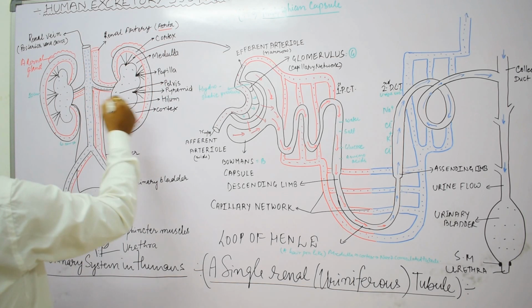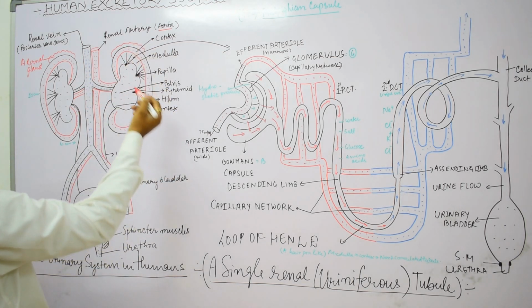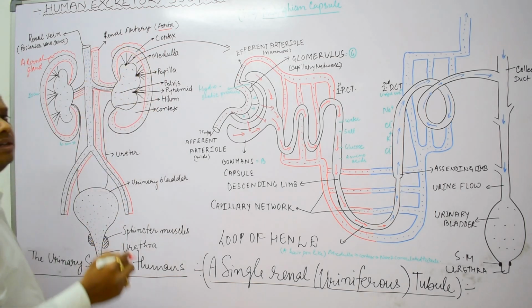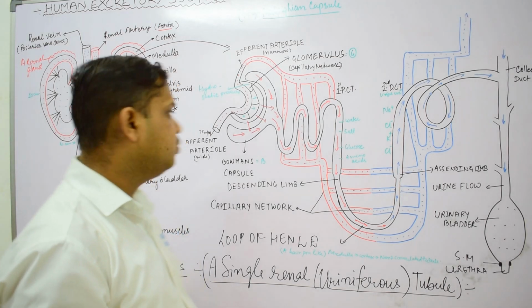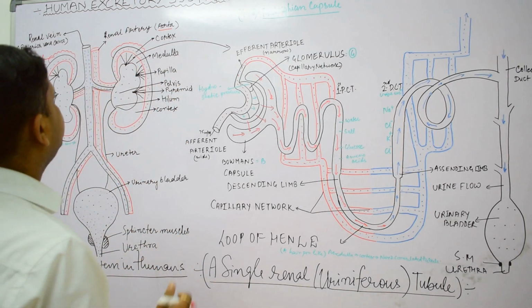Now we will see here the LS of the kidney. We have the following different parts, which are labeled. The kidney is bean shaped. When you open a bean, it looks like that only. So that is why the kidney is bean shaped.